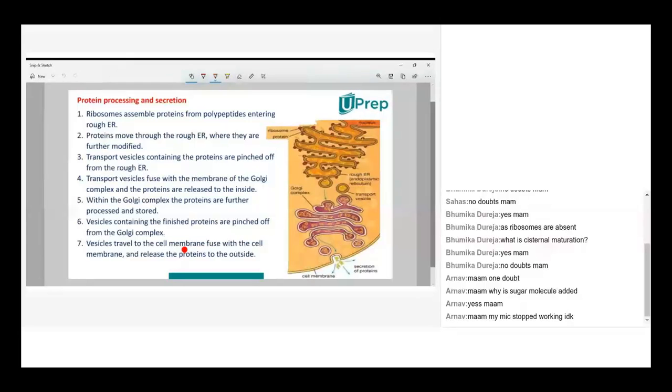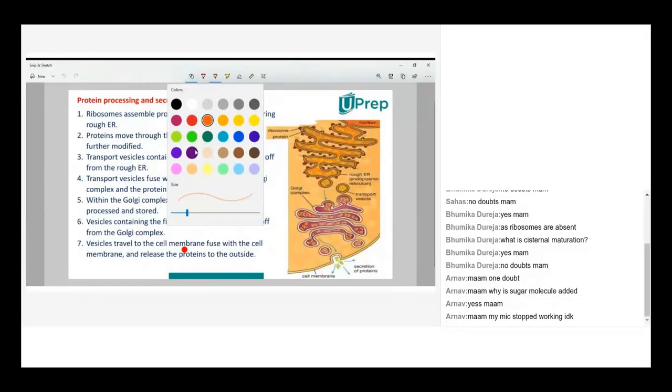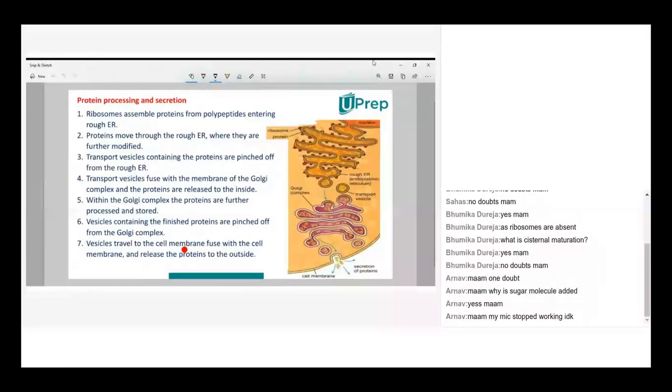We'll be talking about how endoplasmic reticulum and Golgi apparatus are interrelated. Now, first observe the diagram, then I'll explain the points. See, this is the nucleus, a small part of the nucleus is shown in this diagram. I'm just circling on that. So this you can take as the nuclear membrane.